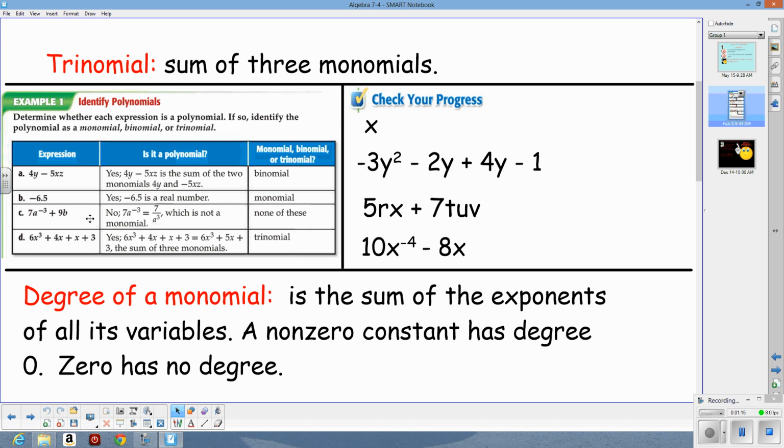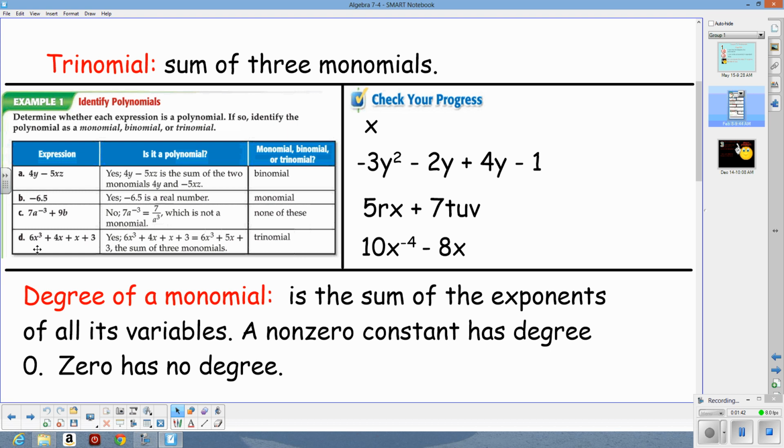This one right here, 7a to the negative third power plus 9b, is not a polynomial, because if you were to simplify a to the negative third, it would end up going down into the denominator. It would be 7 over a to the third. And remember, monomials cannot have variables in the denominator. So this one is not a polynomial.